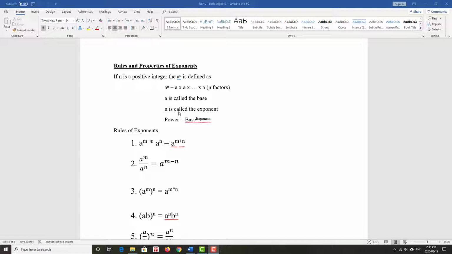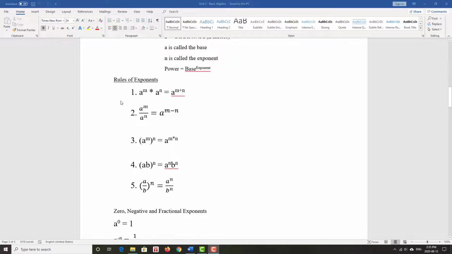N is called the exponent. It's the little number at the top right. And so there's our basis for our number. Okay? We have a couple of rules for exponents, and these are very, very important.